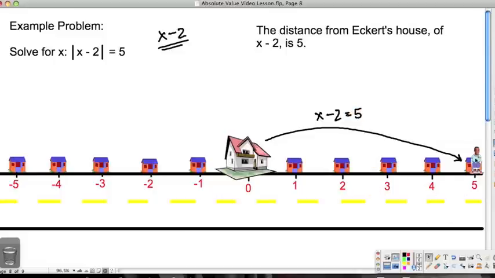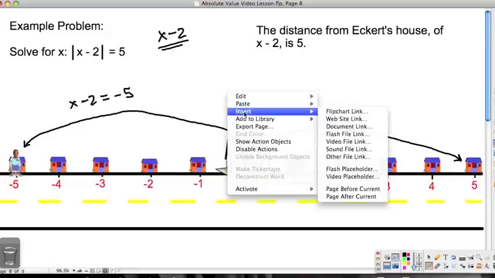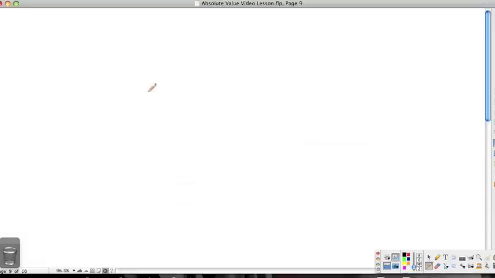Okay? But that's not the only place he could go jogging. He can jog this way, and he can go a total of 5 miles, and he's going to end up at -5 Number Lane. So we also know that x minus 2 equals -5. So we've got x minus 2 equals 5, and x minus 2 equals -5. Let me insert a new page here, and I'll show you what it looks like when we solve those.